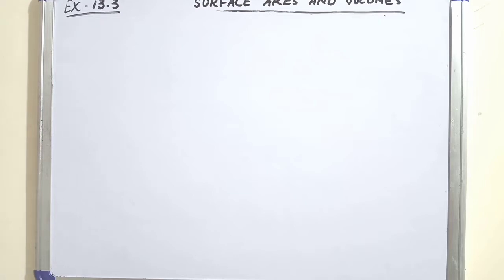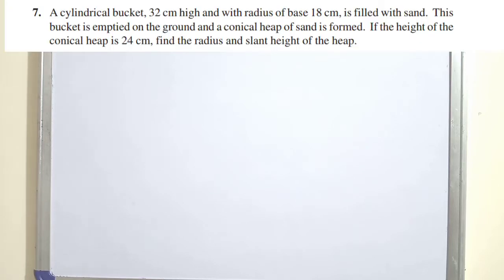Today we will solve the last three questions of exercise 13.3. So at first, question number 7. A cylindrical bucket 32 centimeter high and with radius of base 18 centimeter.